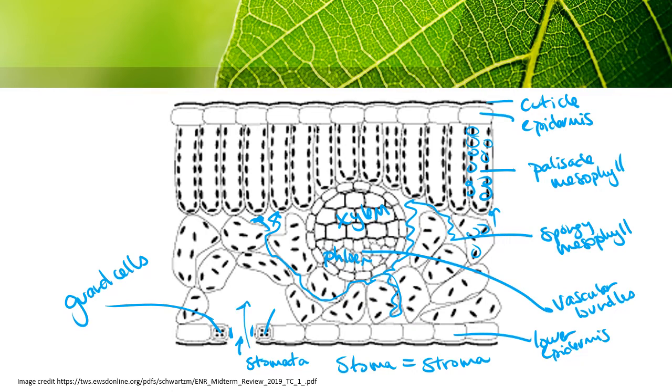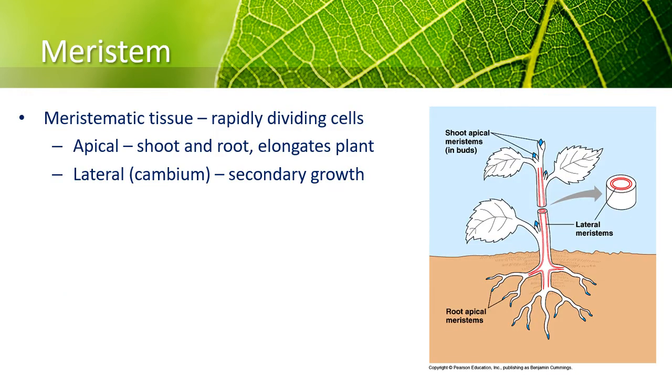This allows for gas exchange. We need CO2 to get in to carry out the Calvin cycle. Oxygen gas will diffuse out because of its production during photolysis. Little bit more vocabulary here.